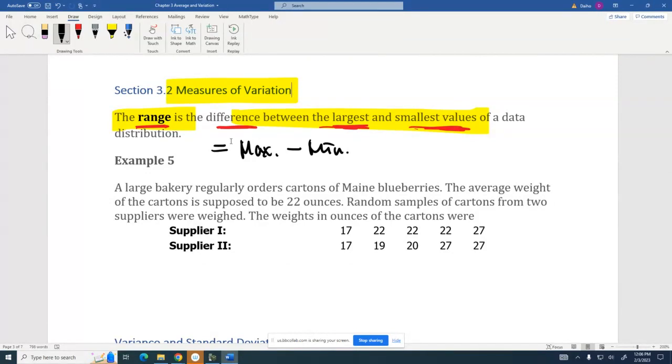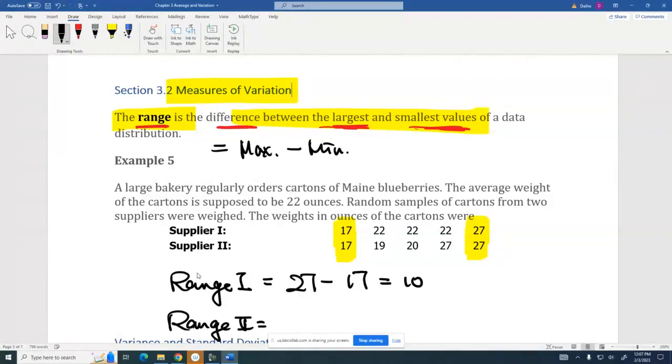Please look at this example. We have two samples, and here are the minimum and maximum. When we take the range, it doesn't matter who is in the middle. The first sample is 22, 22, 22, 19, 20, 20, it doesn't matter. We just take only the maximum and the minimum and take the difference. Range number one, from supplier one, maximum 27 minus 17, that will be 10. Range number two, 27 minus 17, 10 again.